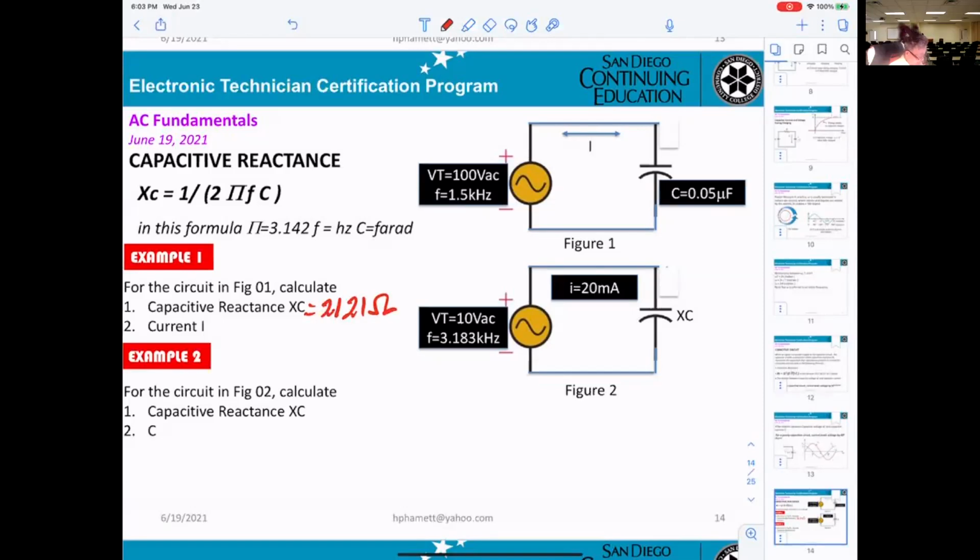And now, number two, they want to know the current I. So now the thing is that at this time here, you get X sub C equal 2.12 K, right? 2.121 K ohm. So now they're asking you, what is the current?